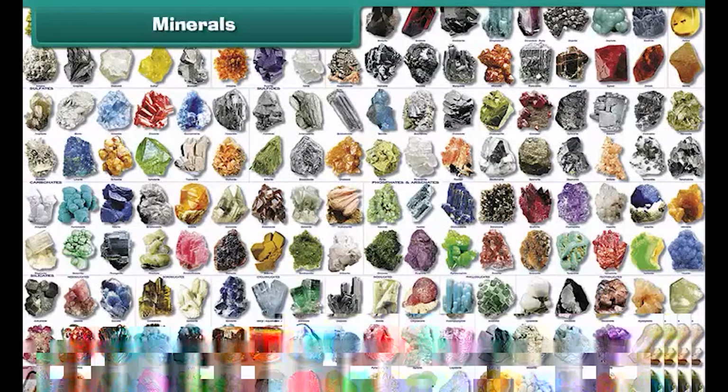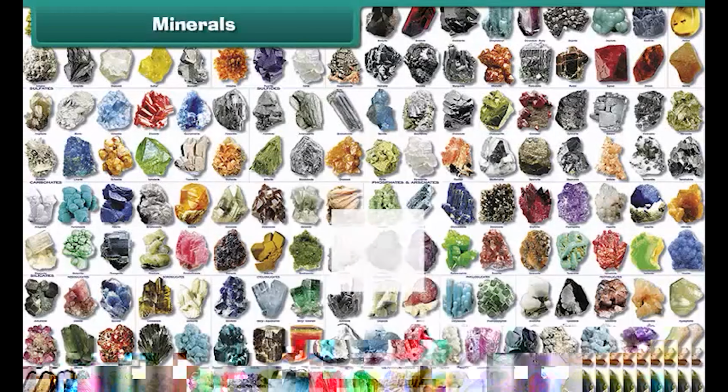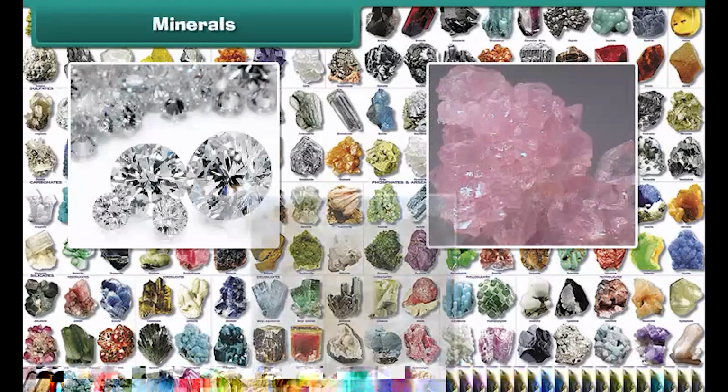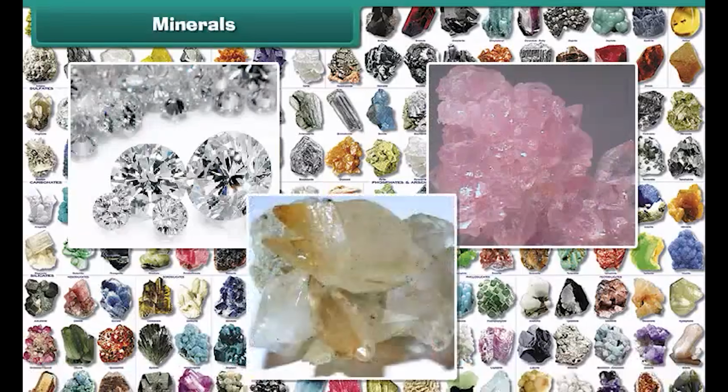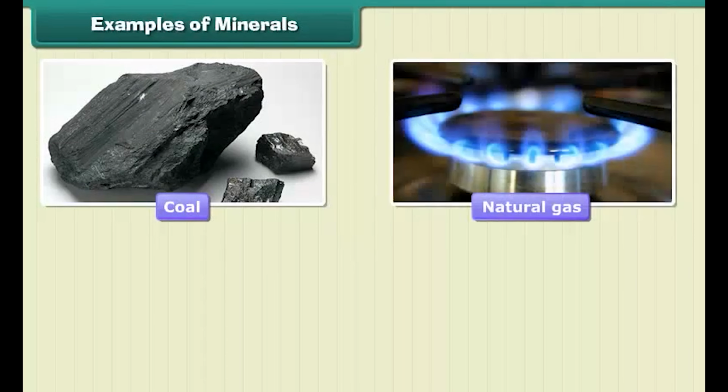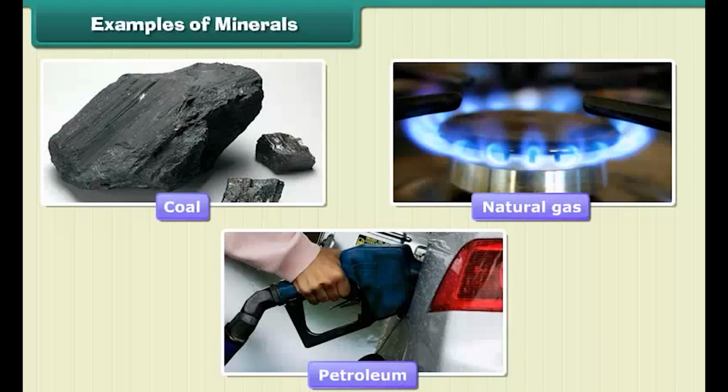There are about 3,000 different minerals in the world, among which diamond is the hardest mineral. Quartz and calcite are two common examples of minerals. Examples of minerals. Minerals are very important to humankind. Some minerals are used as fuels. For example, coal, natural gas, and petroleum.